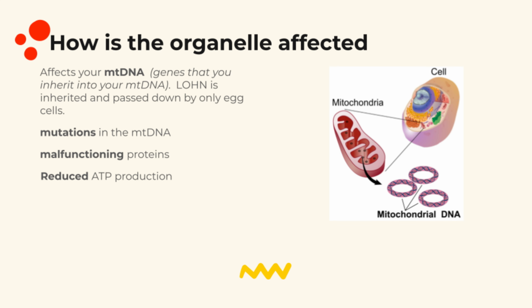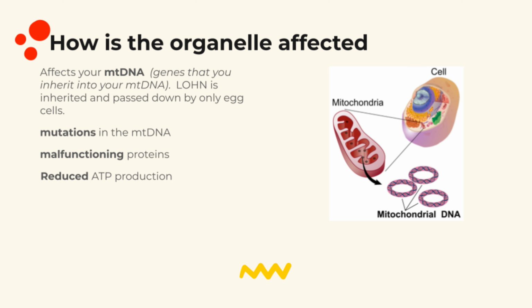You might wonder how the mitochondria is affected by this disease. Well, LHON is maternally inherited, which means only the mother that carries this mutation can pass it down to their biological child. So the mutations are carried into the mitochondrial DNA and will result in malfunctioning proteins, which leads to decreased ATP production. So this is what contributes to a decrease of cells and apoptosis in the optic nerve area.